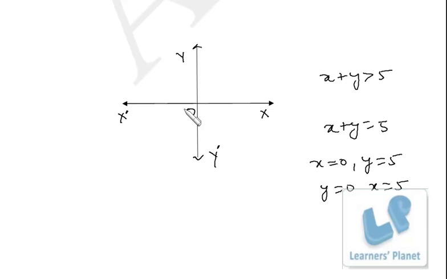So y is equal to 0, that means the point is on x-axis. So this is the point where x is 5. Okay, that means the line passes through 5, 0 and 0, 5. 0, 5 will be a point on y-axis. Okay, so this line is passing through these 2 points. So I just draw the line.